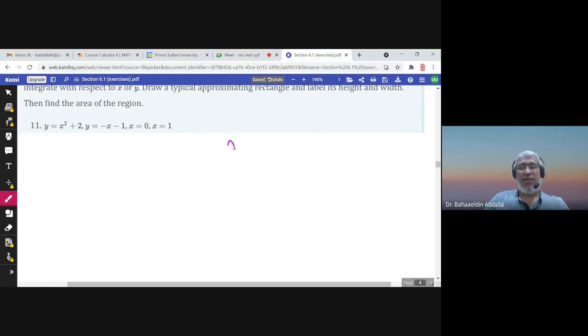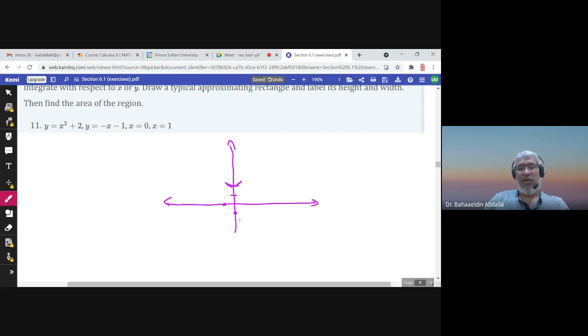That's a parabola, 2 units up. So it goes like this. Y equals negative x minus 1 is a line. If x is 0, y is minus 1. This is the y-intercept. If y is 0, then x is negative 1. So this is another intercept.